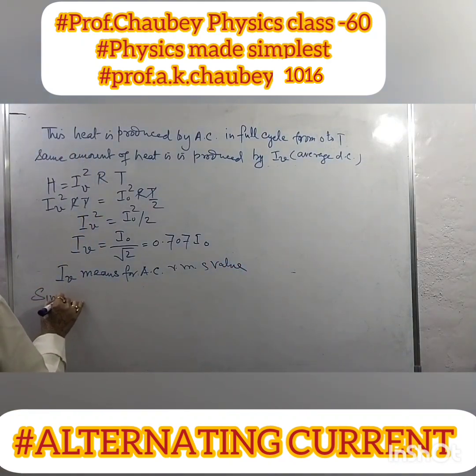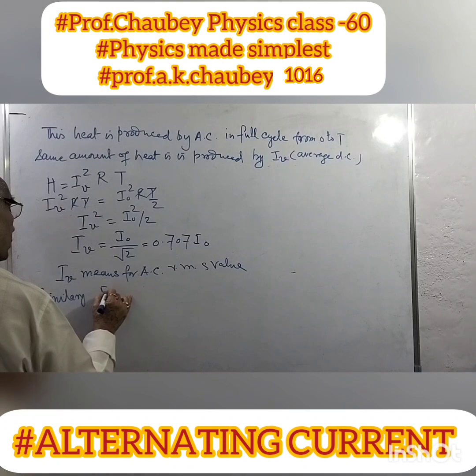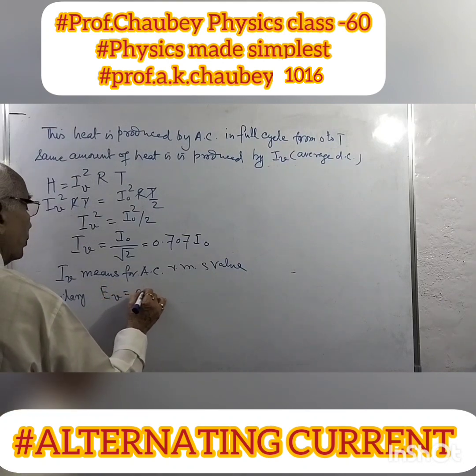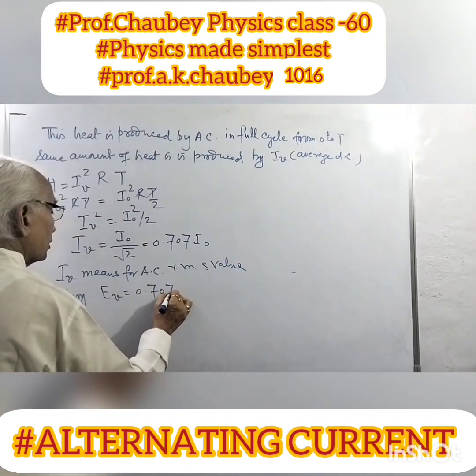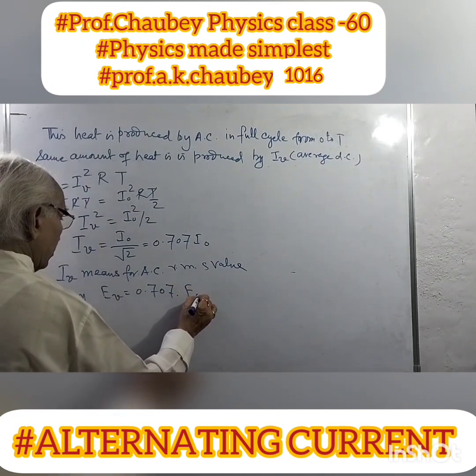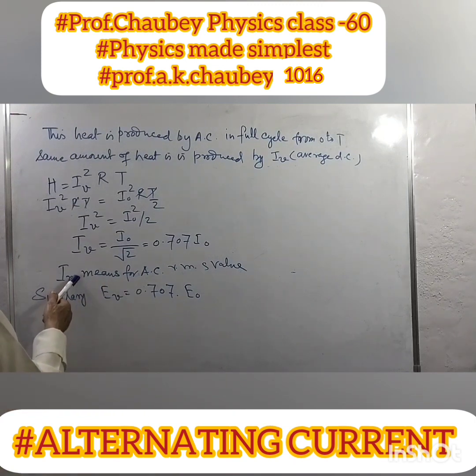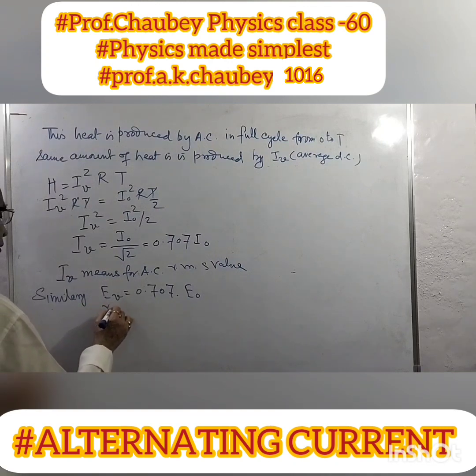Similarly, EB is equal to 0.707 of E naught, that is the maximum value of AC, the peak value. So this EB and IB are RMS values, in fact.